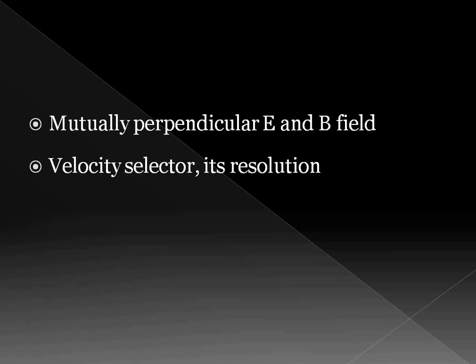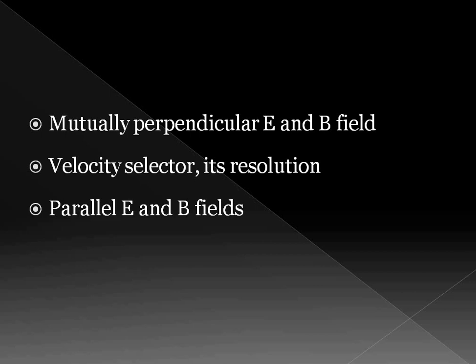The Wien filter is also known as a velocity selector, and it also consists of perpendicular electric and magnetic fields that can be used as a velocity filter for charged particles. The formula is that the charged particle must move with velocity E over B in order to pass through the equipment. Charged particles that do not have this velocity will be removed from the selector.